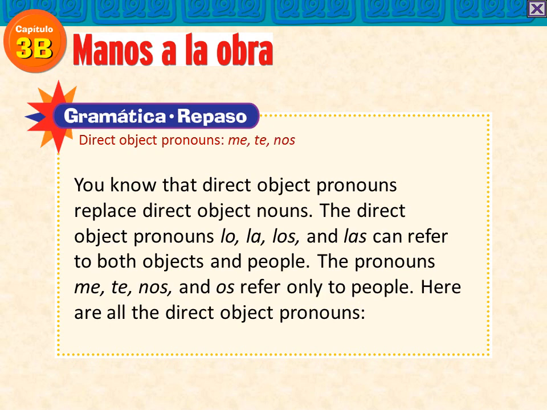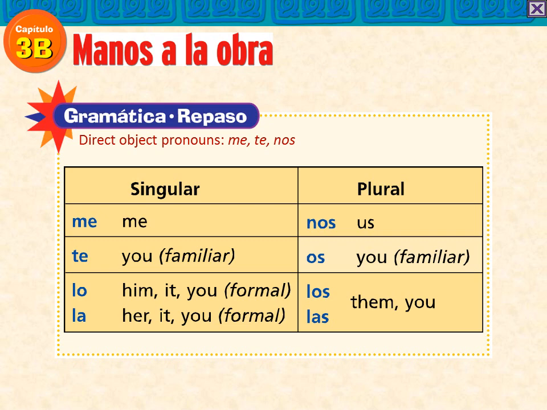So you know that direct object pronouns replace the direct object nouns, and they refer to pronouns lo, la, los, or las, and can refer to objects and people. The pronouns me, te, nos, and os refer only to people, and here are all the direct object pronouns. Okay, kids, so we have me, which is me, me ves, you see me. Who do you see? Me, me ves. Te, you. Te veo, I see you.